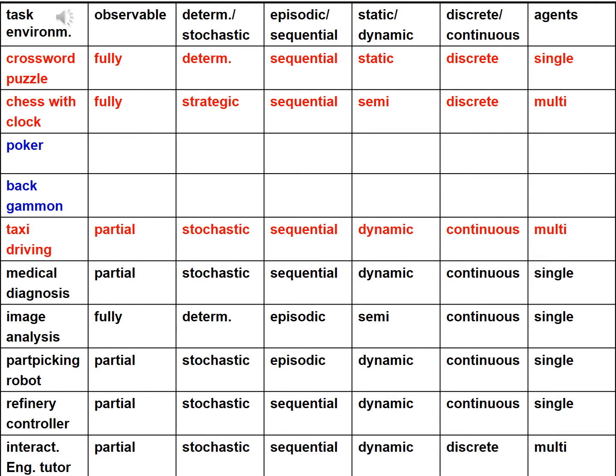Crossword puzzle is fully observable. It is deterministic, sequential, static, discrete, and a single agent environment. Chess with clock is fully observable, strategic, sequential, semi-dynamic, discrete, and multi-agent. Now think about poker and backgammon. If you do not know what these games are, I encourage you to search on Google and Wikipedia.